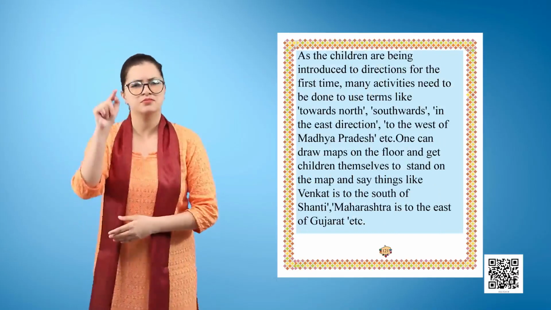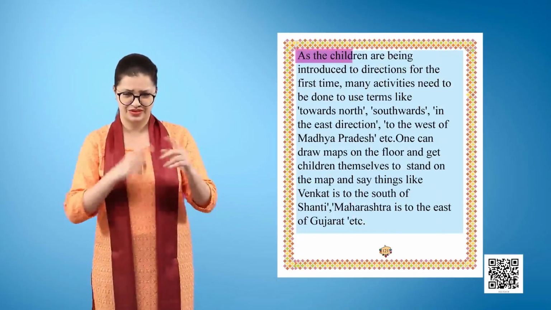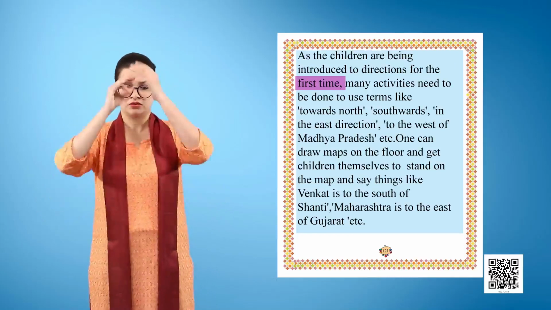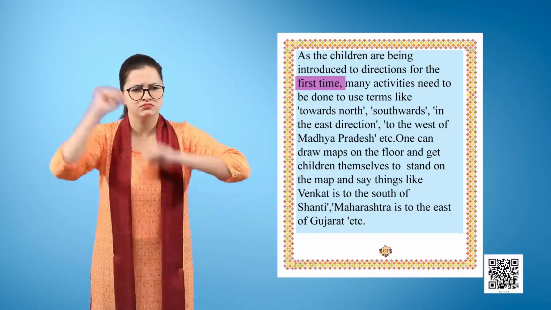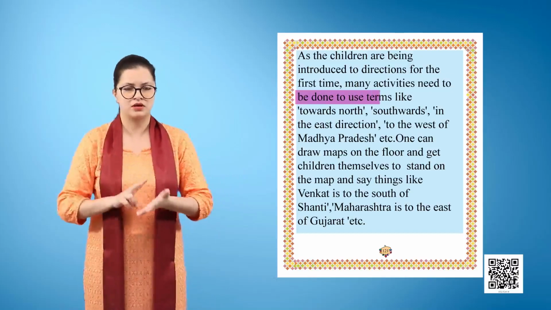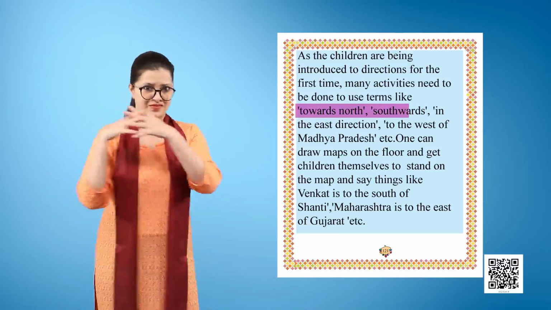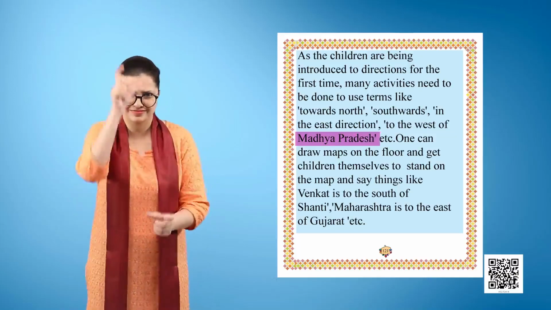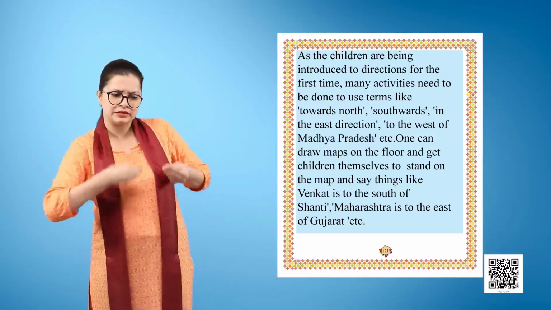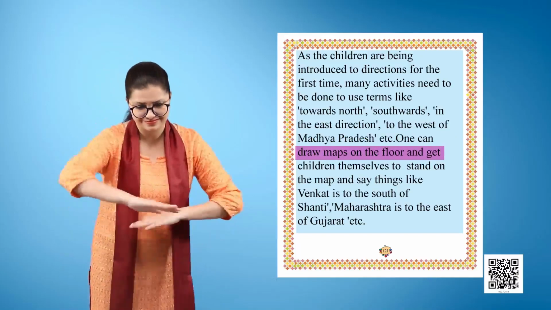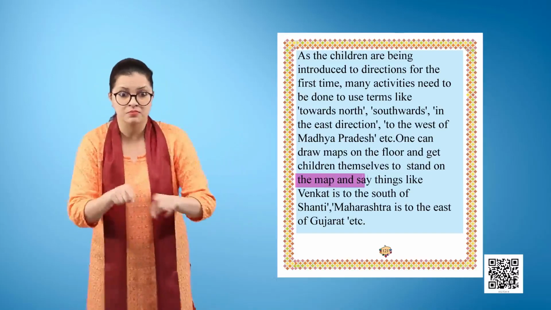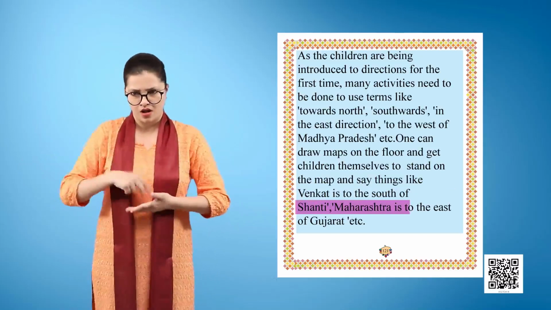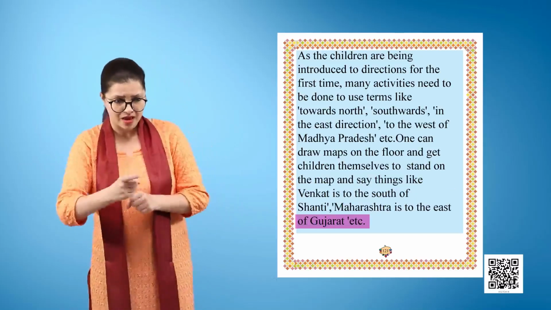For the teacher. As the children are being introduced to directions for the first time, many activities need to be done to use terms like towards north, southwards, in the east direction, to the west of Madhya Pradesh, etc. One can draw maps on the floor and get children themselves to stand on the map and say things like, Venkat is to the south of Shanti, Maharashtra is to the east of Gujarat, etc.